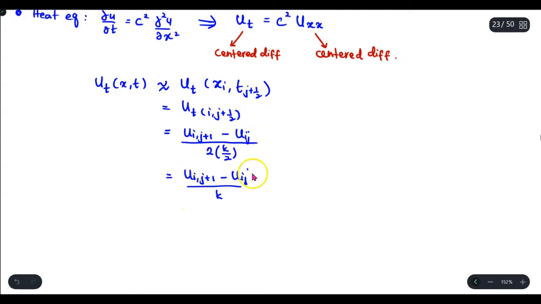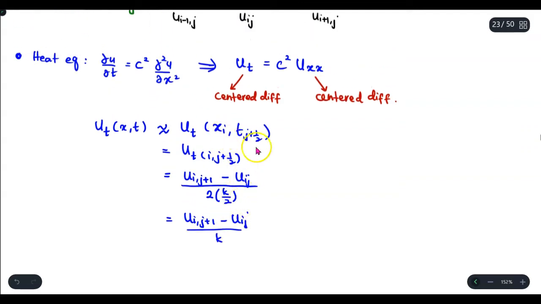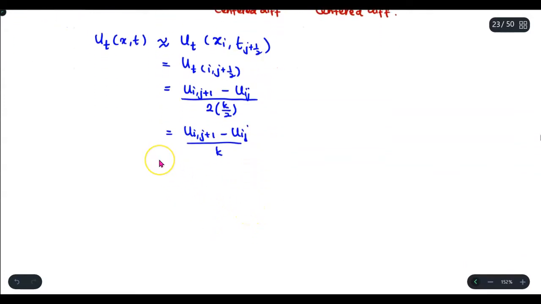Okay, so it seems like if you see this formula, it is somehow the forward difference. Before this we said that this is the forward difference formula approximated at x_i, t_j. But now this is approximated at x_i, t_j plus half. So it is not a forward difference. Actually, this is a centered difference. You evaluate at x_i, t_j plus half. So that is our u sub t.